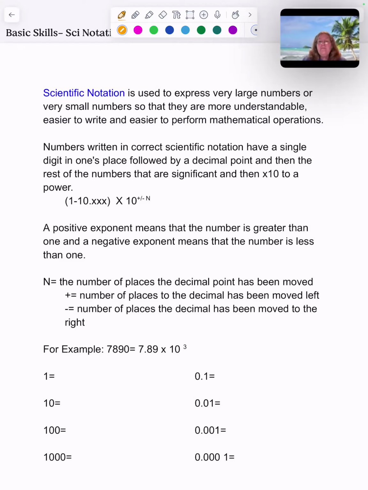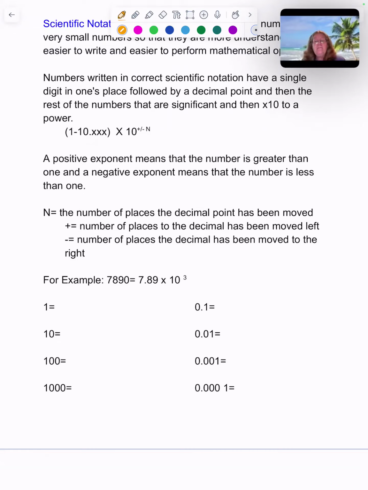And then the exponent is really important. If it's a positive exponent, it means the number is greater than 1. A negative exponent is how we express numbers that are smaller than 1. And n is the number of places the decimal point had to be moved. So if we look at this example, we have 7,890. We could express that in scientific notation as 7.89 times 10 to the third power. It's a positive 3 because 7,890 is greater than 1.